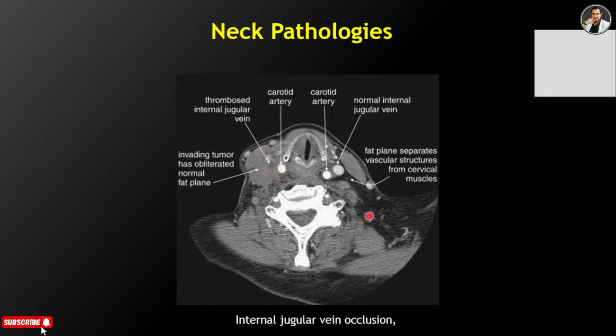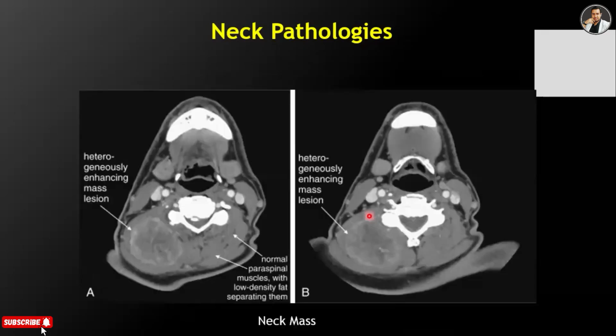Another example of a neck mass. There is a tumor or mass in the neck muscle. And this is a heterogeneously enhancing mass. There is a mass on the right side of the neck. This is the carotid artery and this is the jugular vein. So the carotid artery is situated in front of and behind the jugular vein.